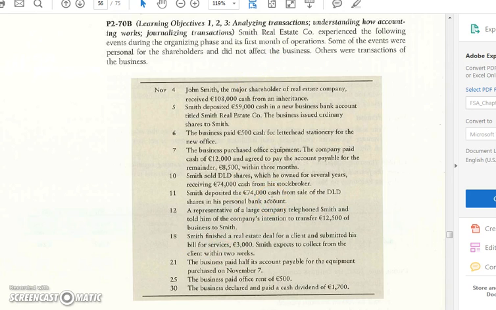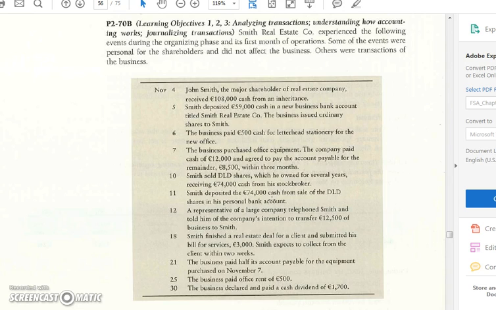The 11th, he deposited the cash from that sale into his personal bank account. Oh, very nice. He didn't go to Macau or Vegas or Genting in order to spend the cash. He's decided to put it away. That's nice. Again, it has nothing to do with Smith Real Estate.